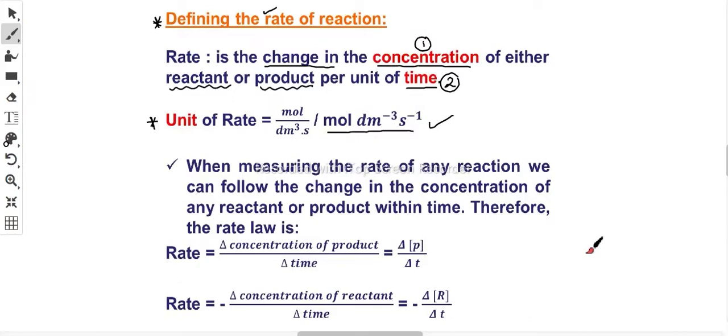So from here, I can read the following note. When measuring the rate of any reaction, we can follow the change in concentration of any reactant or product per unit of time. From here, I can go through the rule. Whenever I want to calculate the rate of the chemical reaction, I will be taking the change, and of course, we need to remember that the change is the delta. This is the change in the concentration of a product over time.